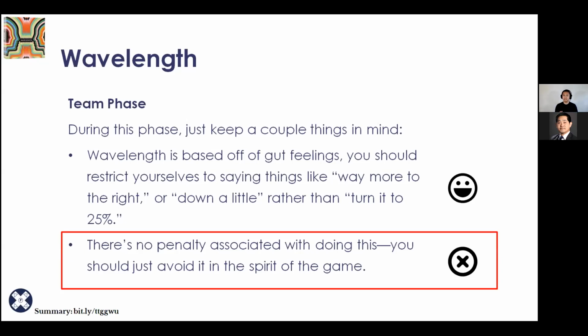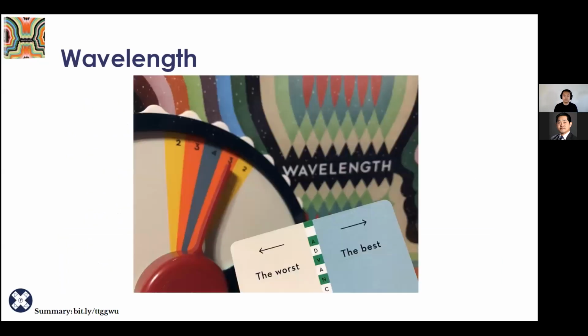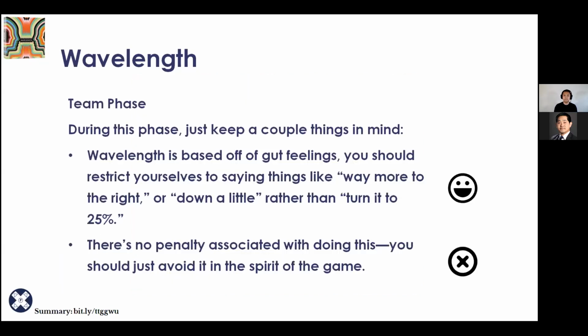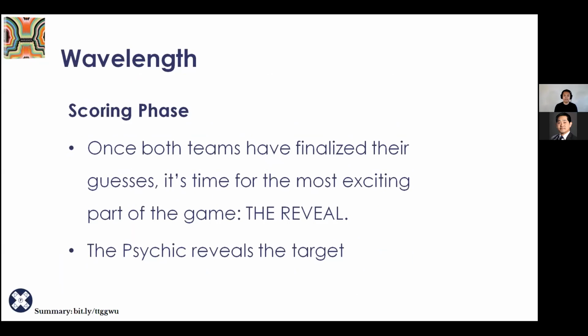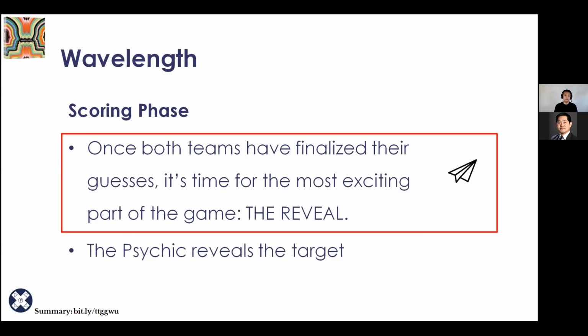So I highly suggest you don't, if you at least want it to be a fun and engaging atmosphere. So I don't recommend you do that. So this is an example of one of those wavelength cards, from the worst all the way to the best. That's the spectrum you're trying to give a clue for, based on the target that's exposed on the wavelength card. All right, so now let's go into the scoring phase.